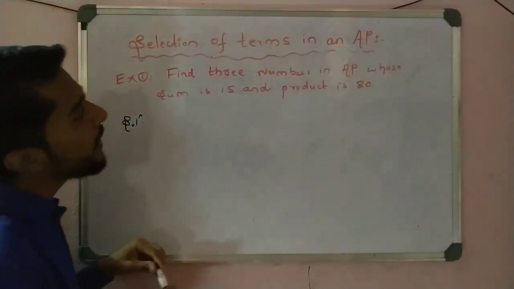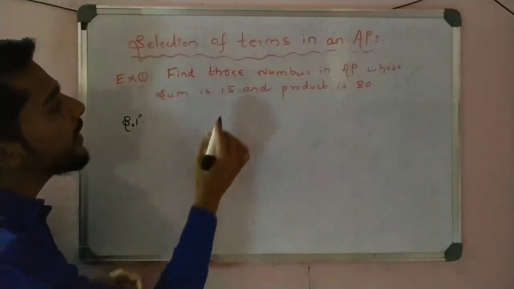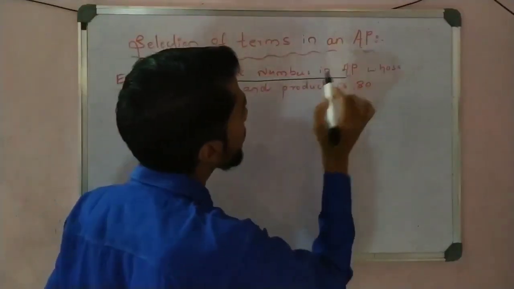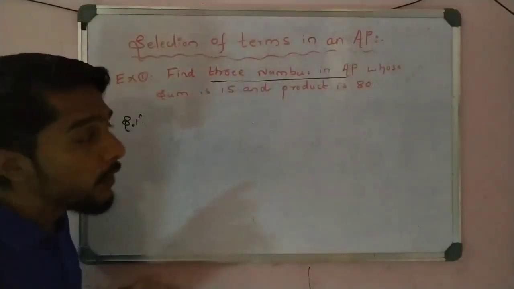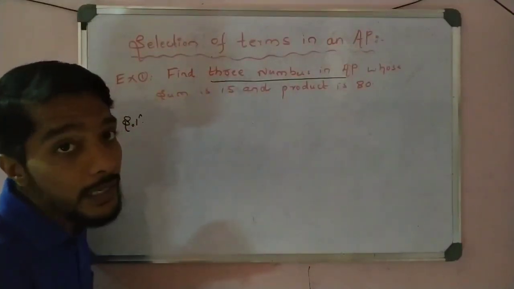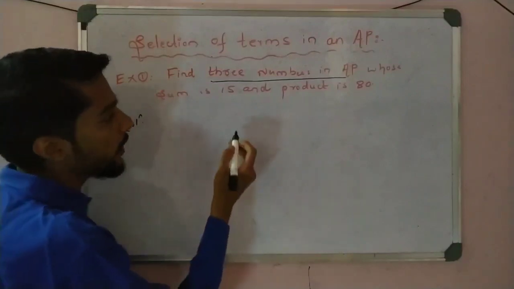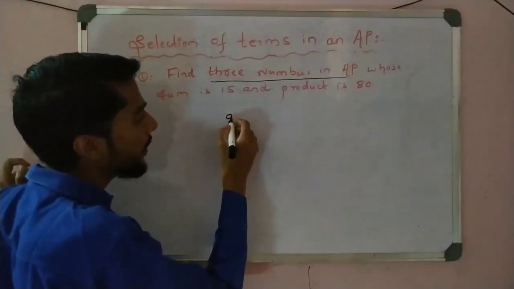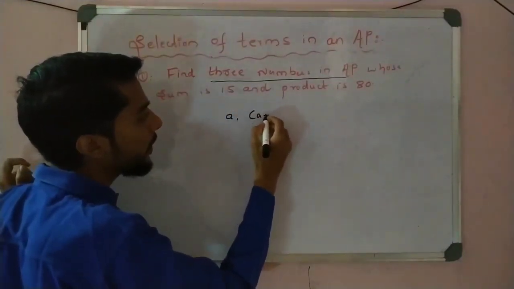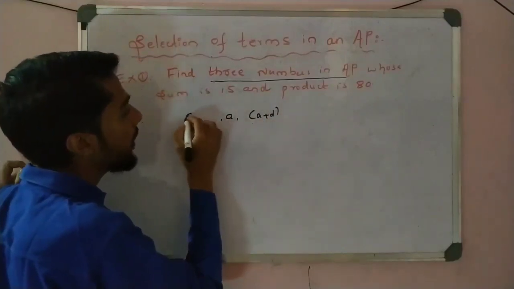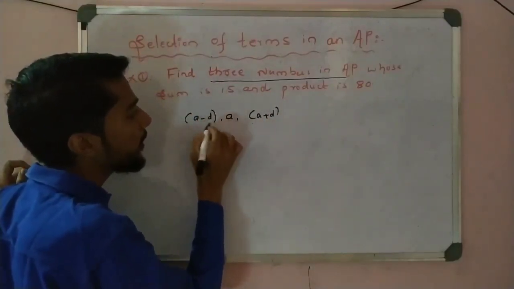So what is given here? Three terms are given, so we select three terms in AP. Again use this concept, selection of terms in AP. Here how many terms are there? Given three terms. So the formula: the middle term is a, this side a plus d, where the difference is d, and this side a minus d. These are the three terms.